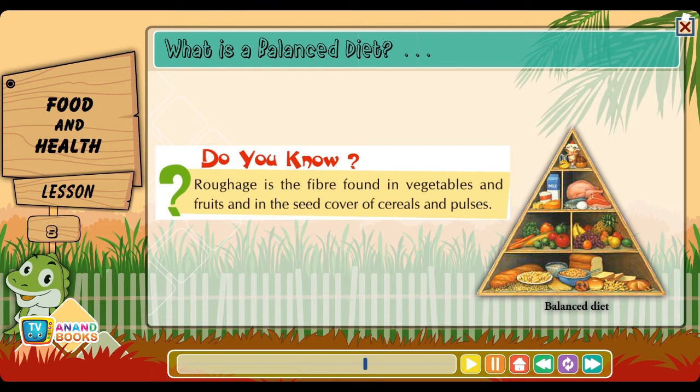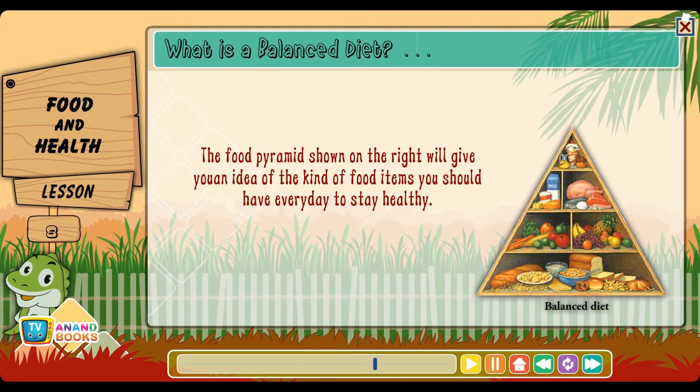Roughage is the fiber found in vegetables and fruits and in the seed cover of cereals and pulses. The food pyramid shown on the right will give you an idea of the kind of food items you should have every day to stay healthy.